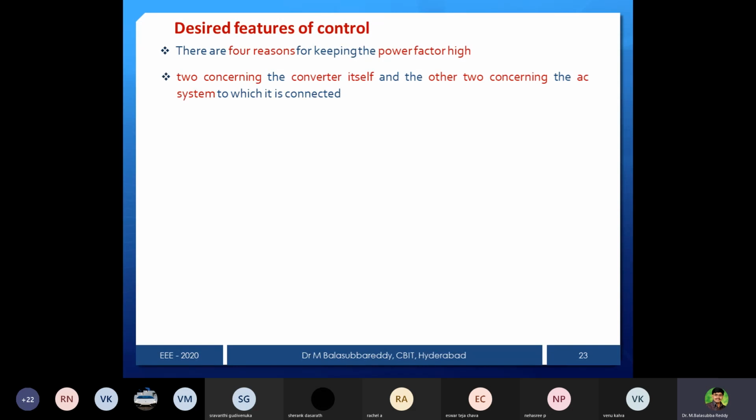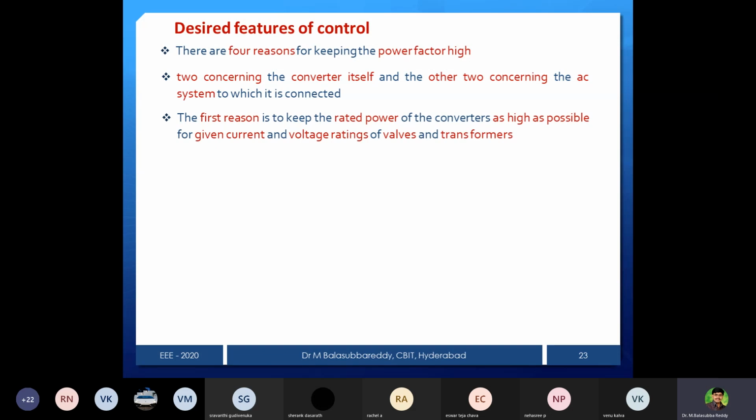You can see the first two reasons are converter considerations, and the other two concern the AC system. So two reasons on the AC side, and two on the converter itself, which we'll see. First reason is to keep the rated power of the converter as high as possible for given current and voltage rating of valves and transformers. That means rated power of the converter as high as possible for the given voltage and current on the transformer side. So that is one reason.